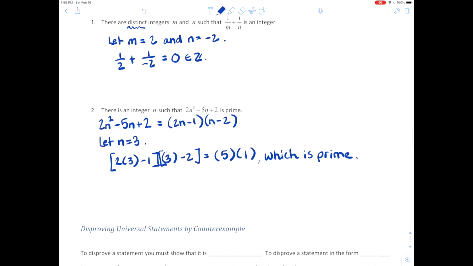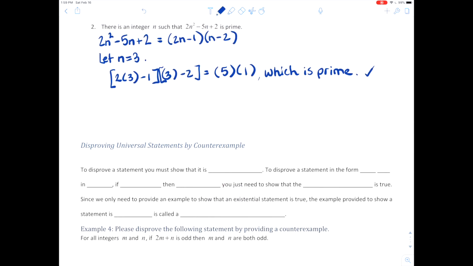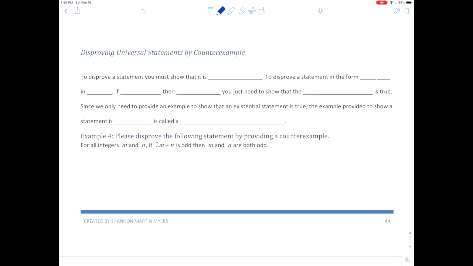Now, I guess we could do a check mark on these. Most of the time we're dealing with universal statements, okay? And one big thing that can be difficult is finding a counterexample, especially in linear algebra. People have some trouble with that. So this is the first part of universal statements, and then we'll be looking at how to prove universal statements using a direct proof. So to disprove a statement, you must show that it is what?